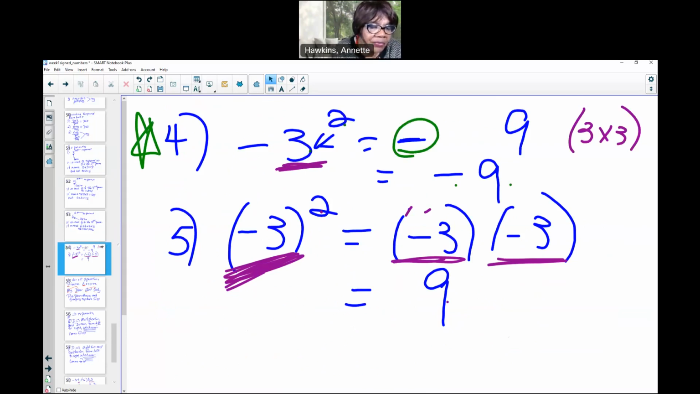This problem is different. This 2 goes to this group here, which is a negative 3, the quantity. So that means negative 3 times negative 3, which is 9.